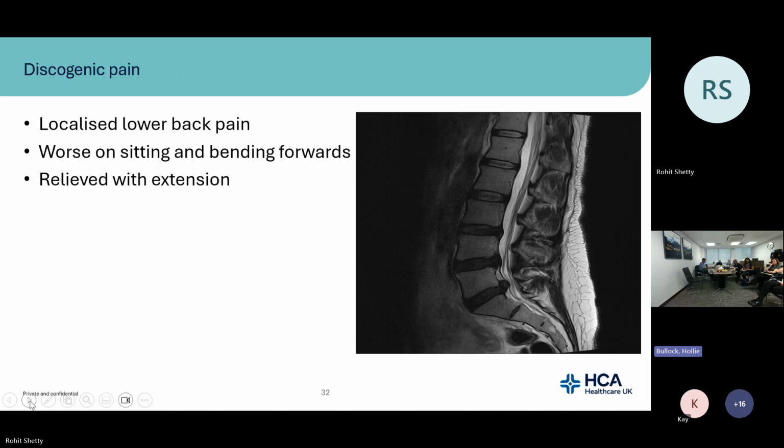And so when you then go back to the MRI scan and say, okay, what produces discogenic pain? It's localized lower back pain. It's worse on sitting and bending forward. This is something like, I've got a child at home, I just can't lift him or her up, it's really painful. And when I just arch myself backward, I just feel a bit more relieved. So that's more discogenic pain. So you can radiologically and clinically correlate with the symptoms.